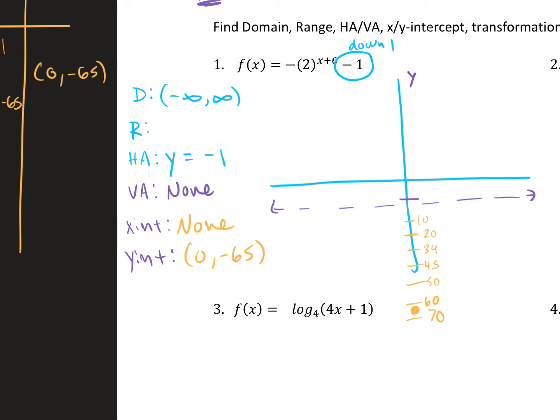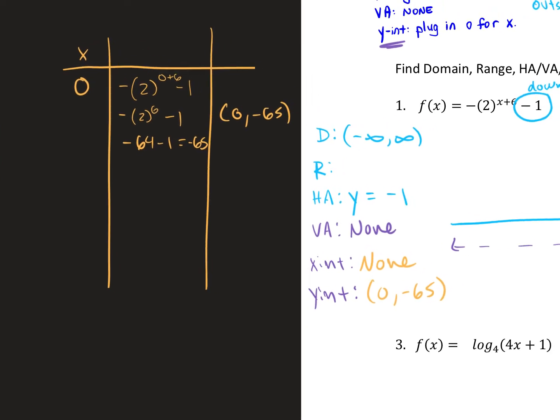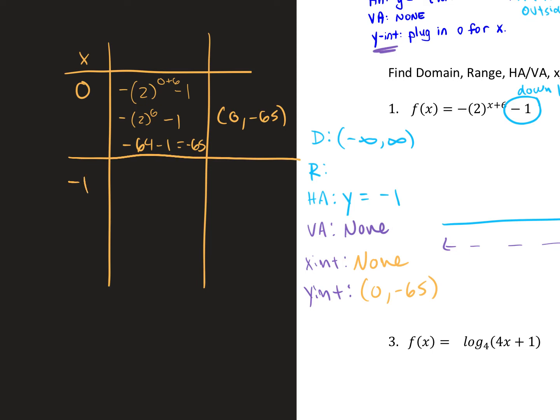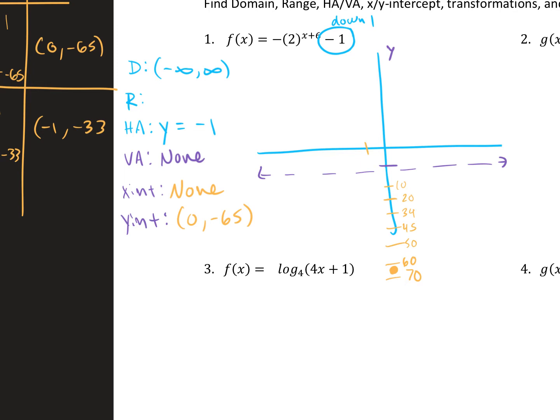How can I find other points on my graph? Plug in other numbers for x. So what do you think another number to plug in? Another good number. Negative 1. So I have negative 2 to the power of negative 1 plus 6 minus 1. So this would be negative 2 to the 5th power. What's 2 to the 5th power? 32. So this would be negative 32 minus 1, so negative 33. So I plugged in negative 1 and got negative 33. So on my graph, I would go to the left one, down 33. I don't know why I plotted 34 and 45. I meant to say 30 and 40.